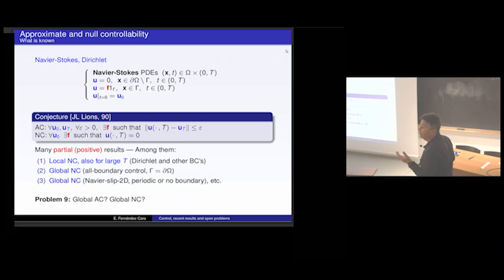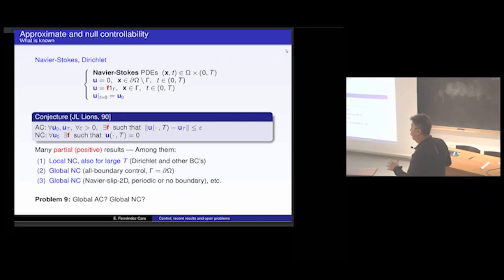There is a conjecture by Jacques-Louis Lions, many years ago, that says that the Navier-Stokes equation with controls on the boundary is at the same time approximately controllable and null controllable. This is a conjecture. There have been a lot of partial results intending to give an answer to this conjecture, but all of them are partial.